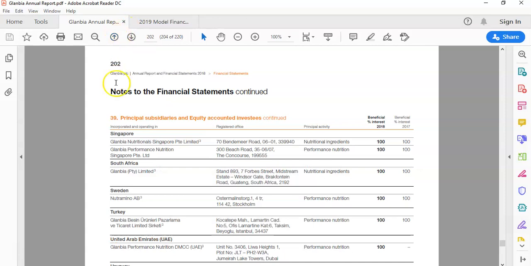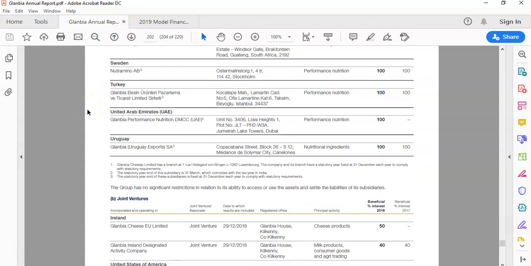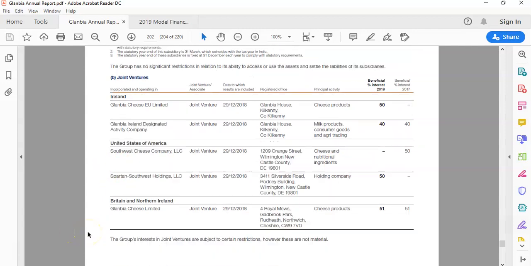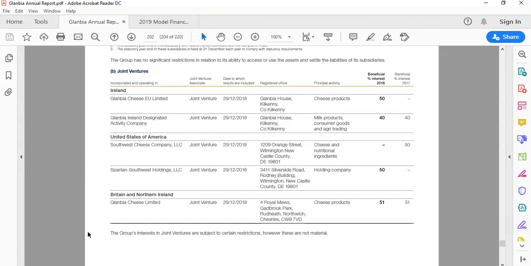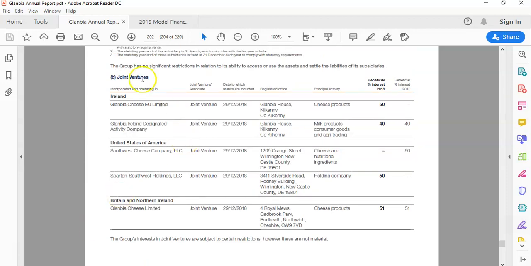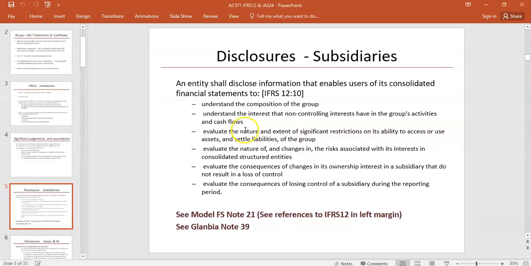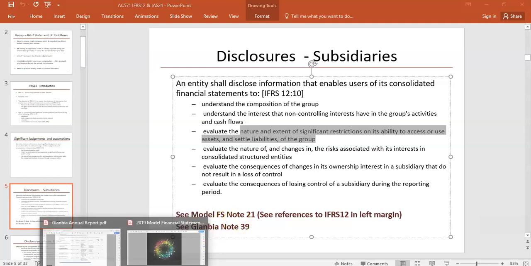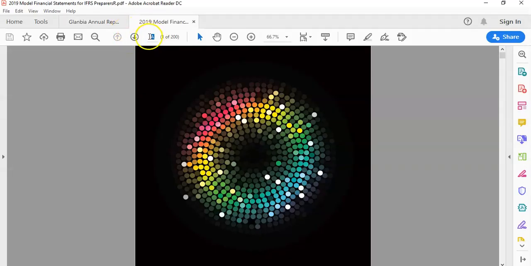And when you come back as well, you can see all the entities, and as well as that, they're disclosed in a separate section B, all the joint ventures in Ireland, 50% or 40%, United States, etc. So there's a lot of key detail here. And you see the way the group has no significant restrictions, and the group interests are subject to restrictions but not material. That's coming from the requirement you must disclose any significant restrictions. The model financial statements do the same note, and what I like about the model financial statements, if you are going to use them, so note 21.